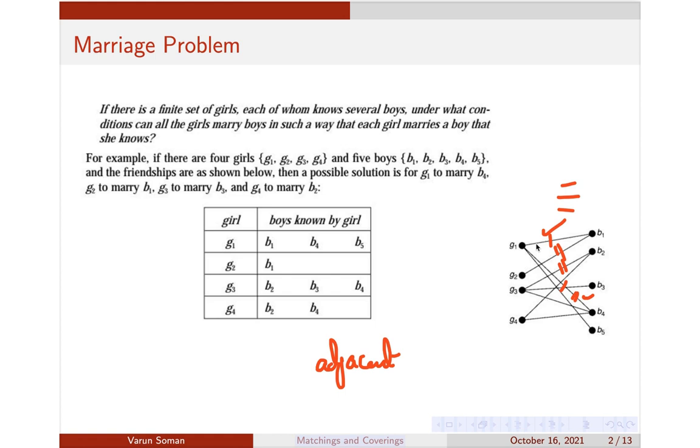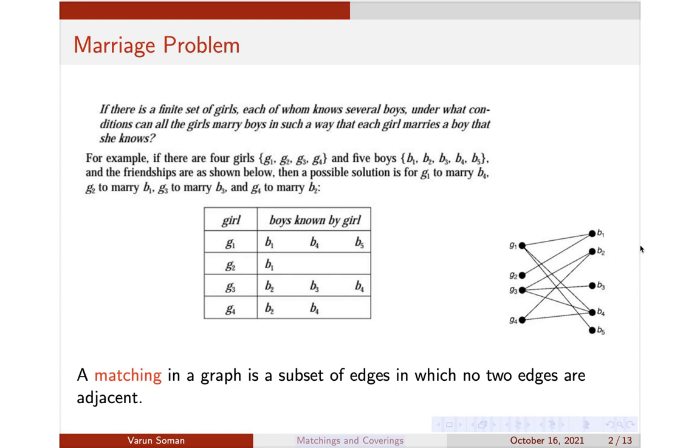So the matching property is that none of the edges are adjacent. A matching in a graph is a subset of edges in which no two edges are adjacent. Applications of matching are these types of assignment problems. Basically, matching is a collection of edges which are not adjacent, as simple as that. I hope it is clear.